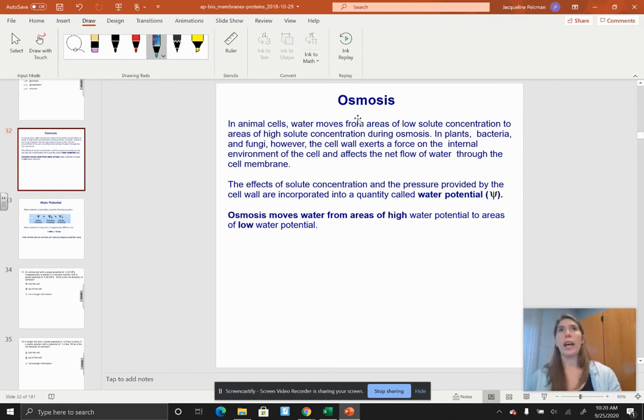You also look at solute when you look at water potential: how much stuff is inside the cell versus how much stuff is outside the cell, which changes which way water is going to flow. I know that doesn't make a whole lot of sense, so we're going to talk a little bit about what it is like mathematically.